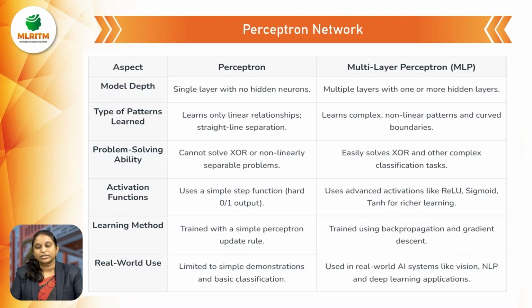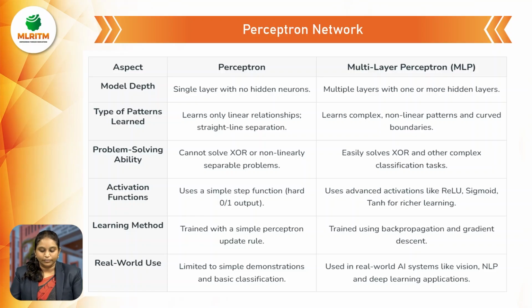The second aspect is the type of pattern learned. The perceptron is going to learn only linear relationships with a straight line separation here. Coming to the multi-layer, it is going to learn complex and also non-linear patterns, which have curved boundaries. So in the perceptron, we have the linear relationship with the line. In the multi-layer perceptron, it is going to take more complex and also curved paths.